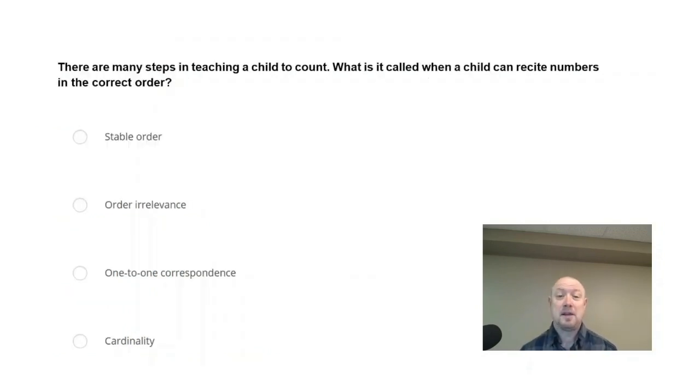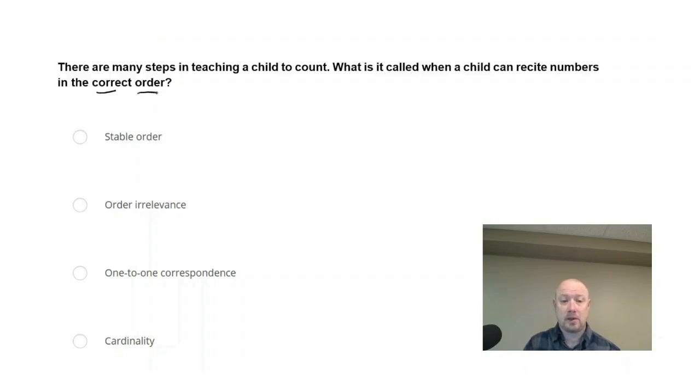There are many steps in teaching a child to count. What is it called when a child can recite numbers in the correct order? Okay, is it stable order, order irrelevance, one-to-one correspondence, or cardinality? The key to this is we're looking for being able to recite the numbers in correct order.